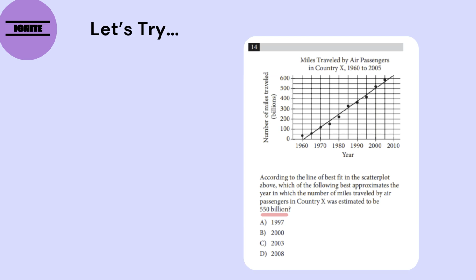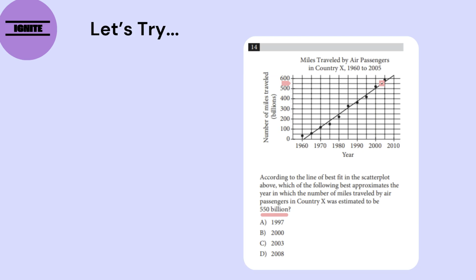Now, let's dissect this a little bit. They are asking us to determine the number of miles of country X when it was estimated to be $550 billion, and we have to determine the year. So let's look at the graph. As you can see, I indicated 550 billion miles of traveling on the y-axis. So now we just have to find the year, the corresponding x-axis. So let's slightly go to the right and follow along that line until we intersect with the graph right there. And that is where the line intersects 550 billion.